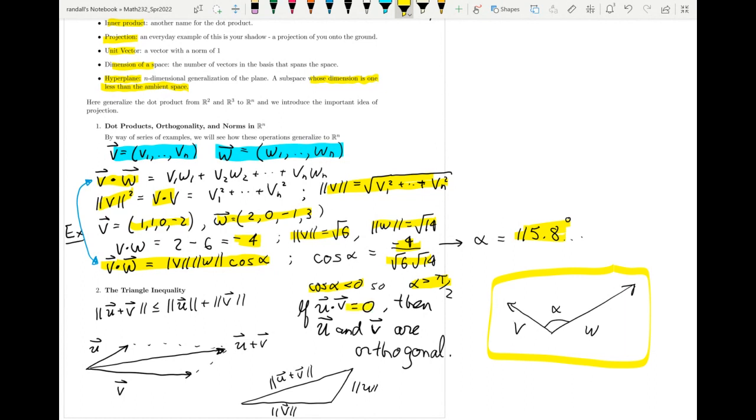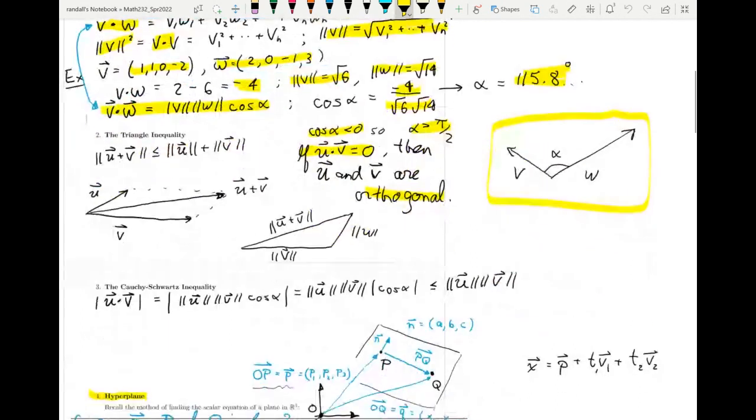Also, we have the notion of orthogonality. If the inner product is 0, using that formula with the cosine alpha in it, that means cosine alpha is 0, and that occurs when alpha is pi over 2. And when that happens, we say the vectors are orthogonal. So that's the same terminology we had in R2 and R3. Orthogonality refers to vectors whose angle is 90 degrees, so the dot product is 0.